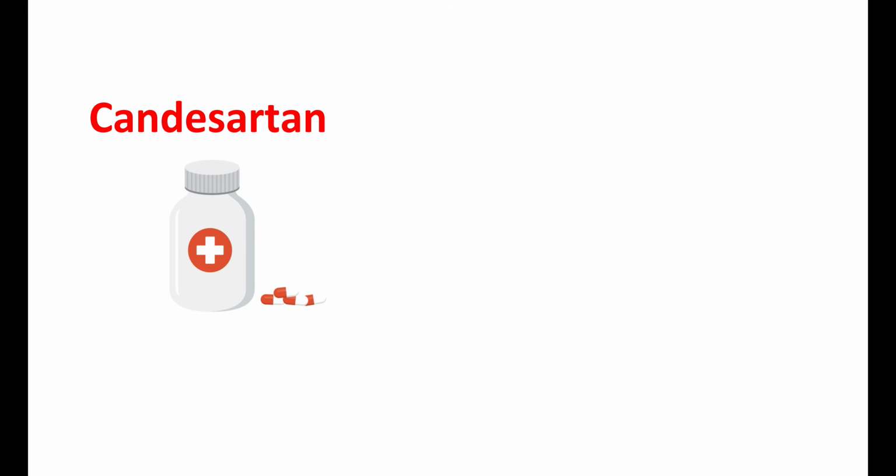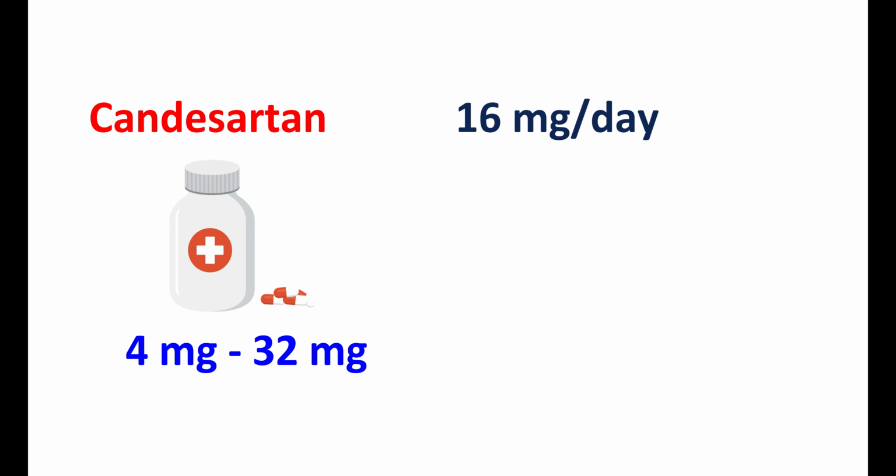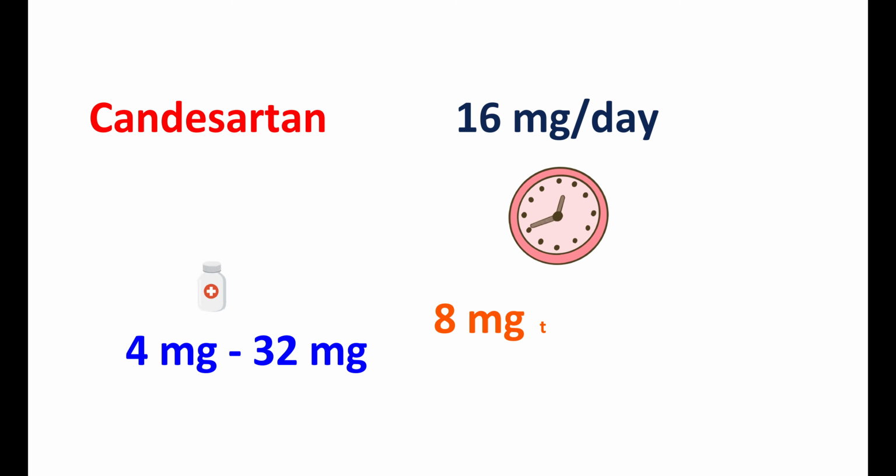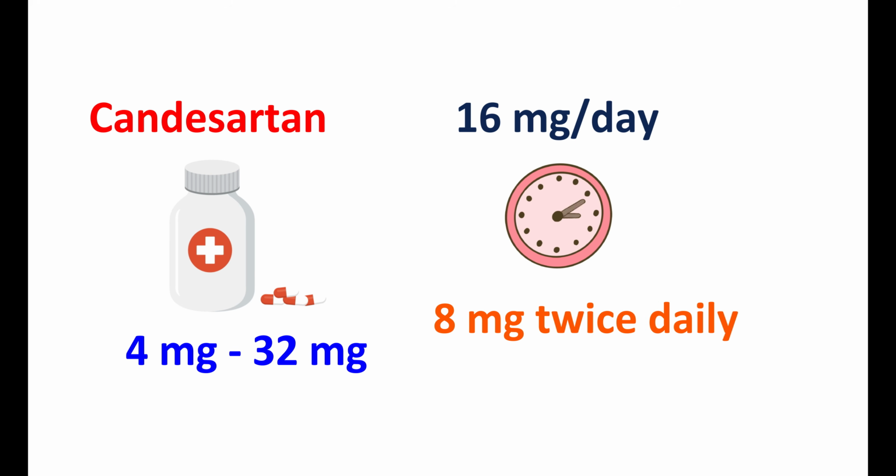Candesartan is available as a tablet at different strengths starting from 4 mg to 32 mg. The dose of this medication depends on the type of clinical indication. For the treatment of hypertension, it can be started at a dose of 16 mg per day. However, this dose may be given as divided doses, so it can be started at 8 mg given twice daily. Based on the response, the dose may also be increased to 32 mg per day.